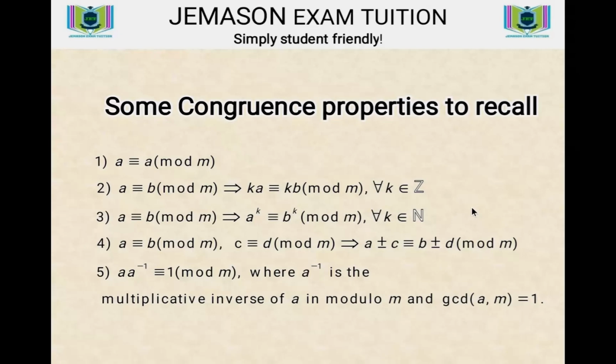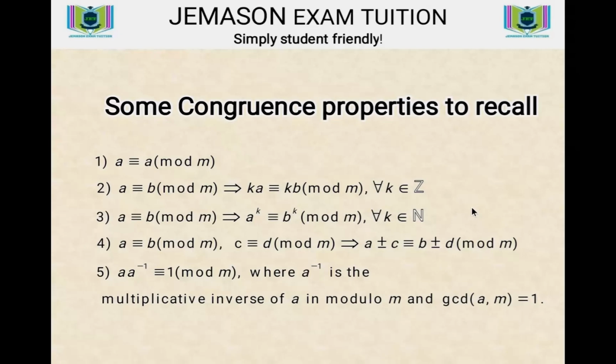And finally, a times the inverse of a in modulo m will always be congruent to 1 so long as the GCD of a and m is 1. If the GCD of a and m is not 1, then the multiplicative inverse of a in modulo m does not exist.